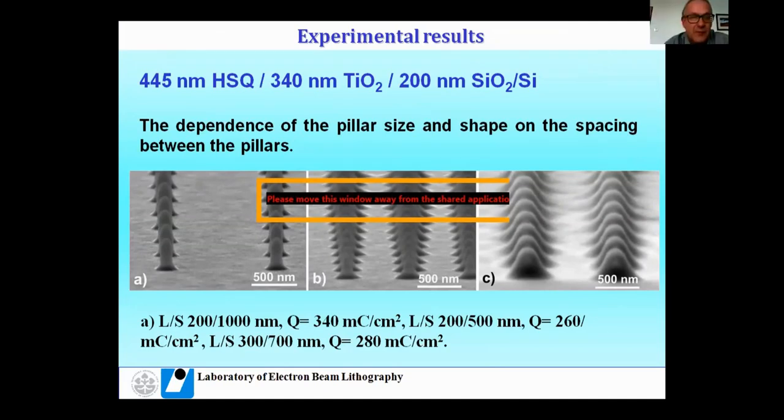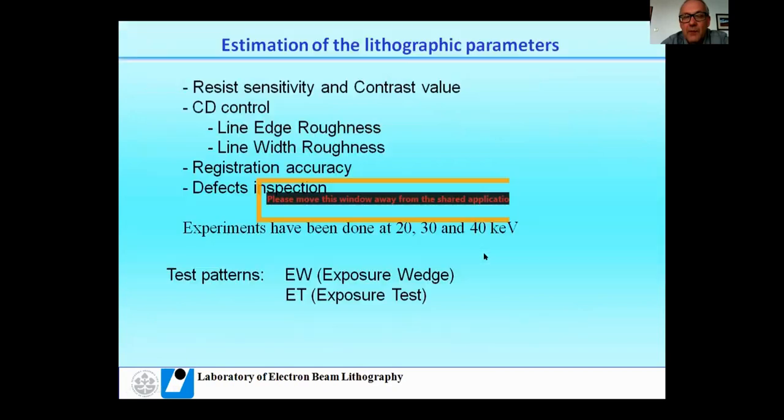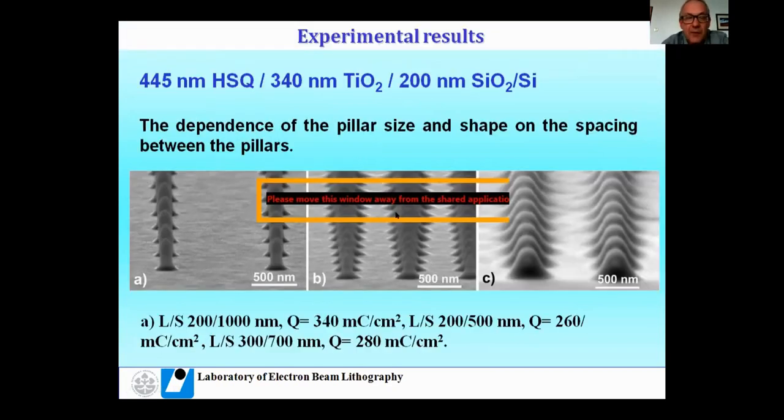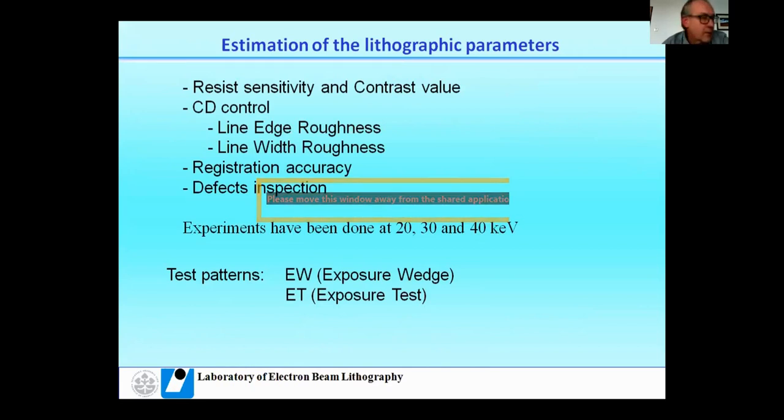So in this slide was shown the proximity effects. On the left there are thick structures with vertical sidewalls at a long distance. If we decrease the distance between these tips, then we can see that we cannot get vertical sidewalls at such distance. This is caused by electron backscattering. So in our work, we should estimate lithographic parameters for the real exposure to measure resist sensitivity, line edge roughness, and so on.